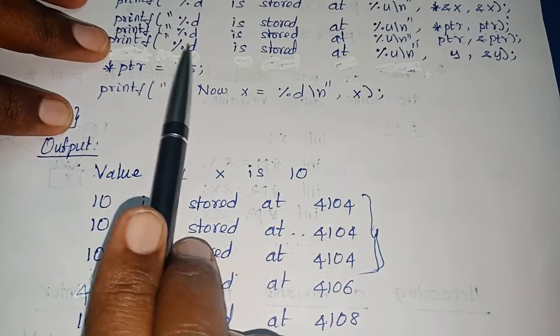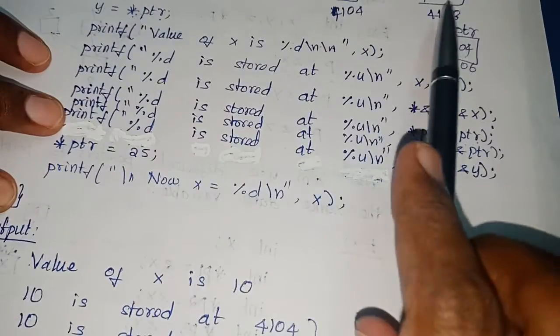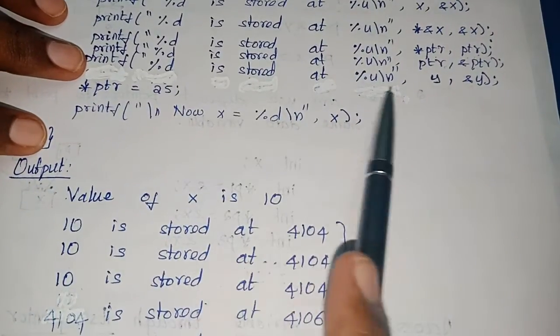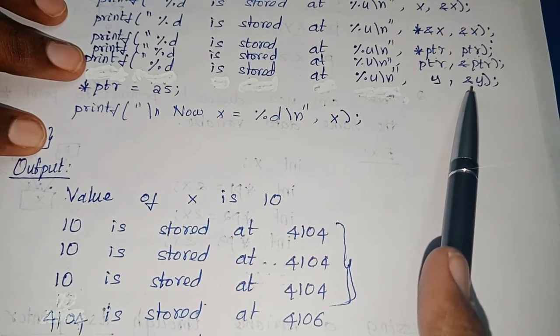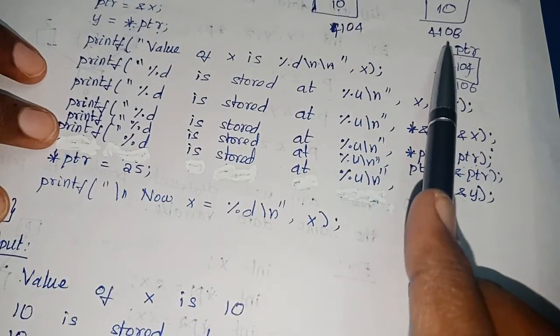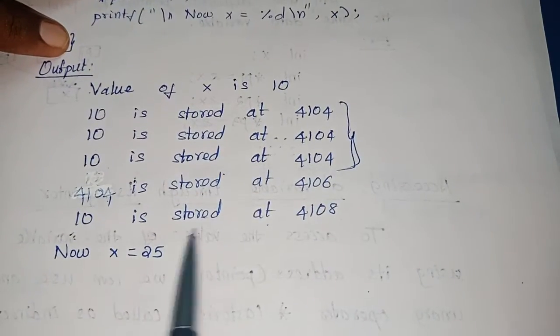Next printf %d. y. What is y? The value of y is 10. So 10 is stored at the address of y. What is the address of y? 4108. So 10 is stored at 4108.